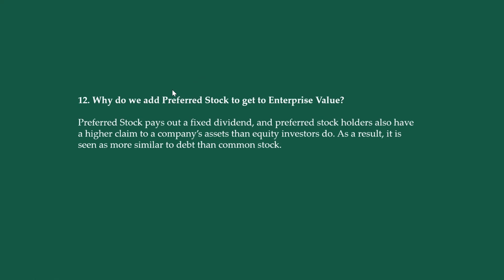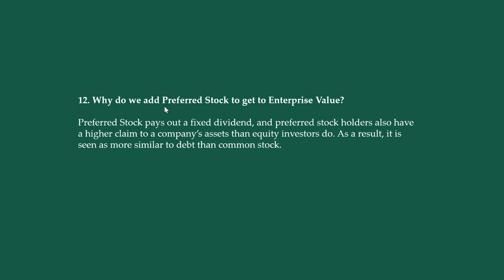So what is the role of preferred stock? Preferred stock is a type of equity, but it behaves more like debt than common stock. Though the name says that it's a stock, it behaves more like debt rather than common stock because there is a fixed dividend payment. Preferred stock receives a fixed dividend payment similar to interest on debt. And second is the priority claim.